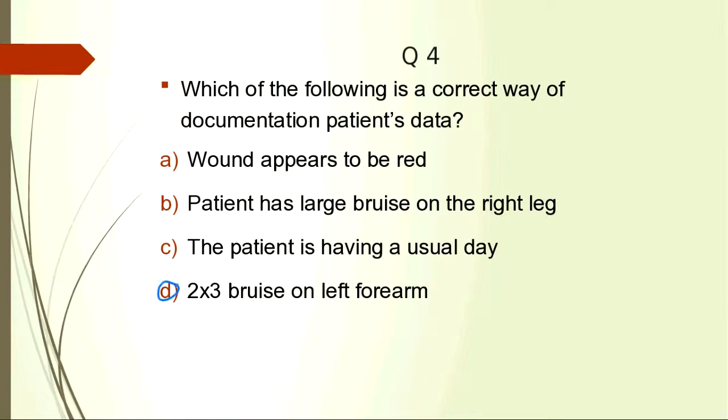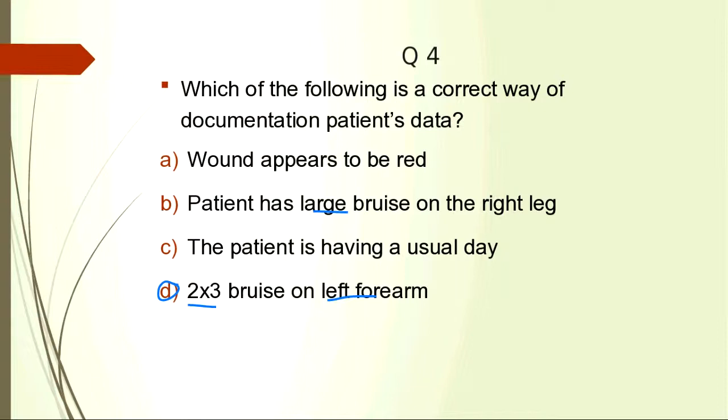because when we are documenting, we want to be precise, we want to be accurate, and we want to give facts. So 2/3, so I did the measurement of the bruise, and we specify the location of the bruise. But look at wound appears to be red. There's no appear to. It's either red or another color. So always facts. Large, we don't use large and small because this is relative. We have to use something specific.